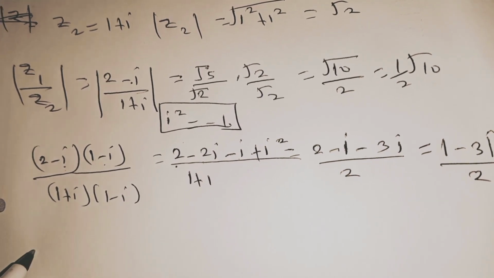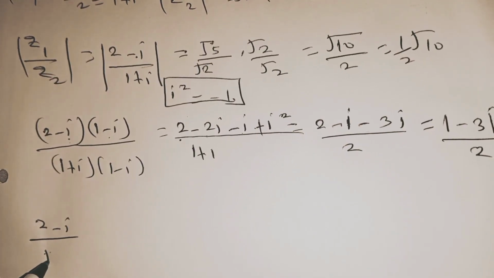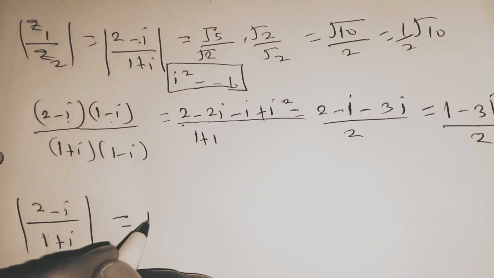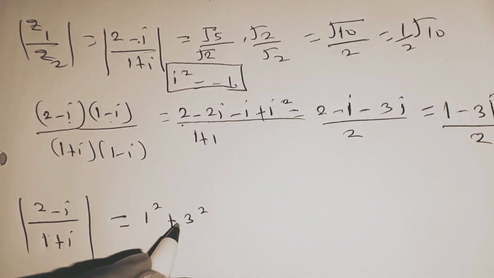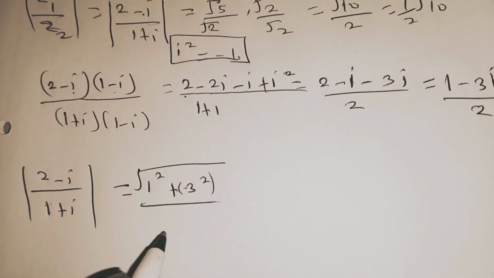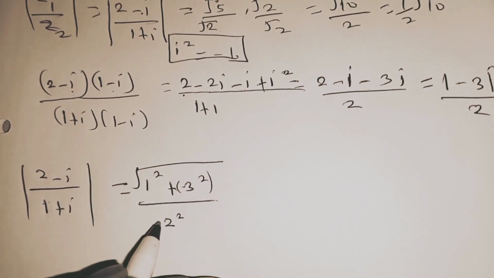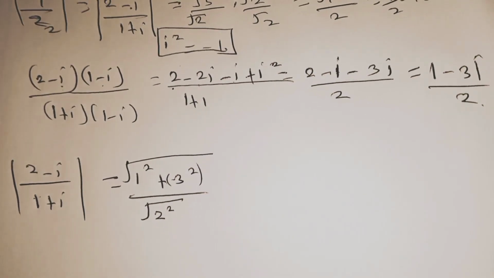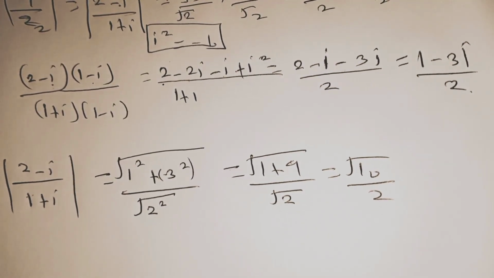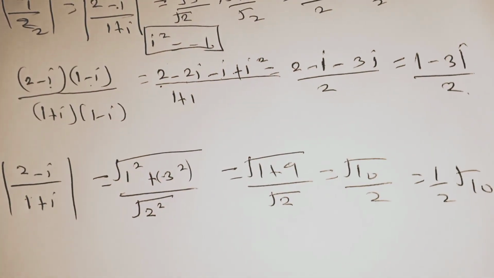So meaning that the modulus of 2 minus i divided by 1 plus i is the same as the square root of 1 squared plus negative 3 squared, divided by the denominator, which is the square root of 2 squared. This is equal to root 10 over 2, which is the same as a half root 10, as we have obtained above.